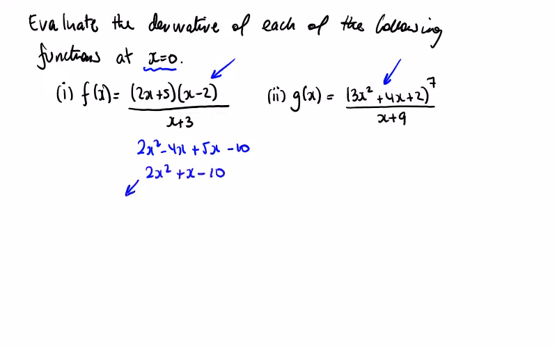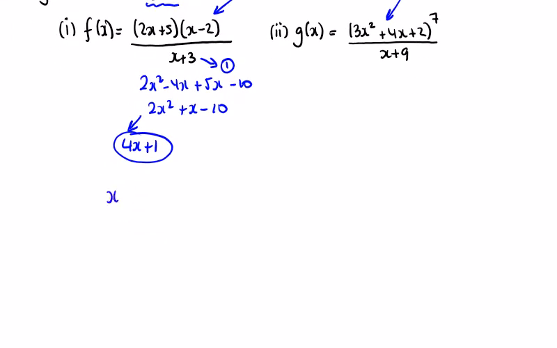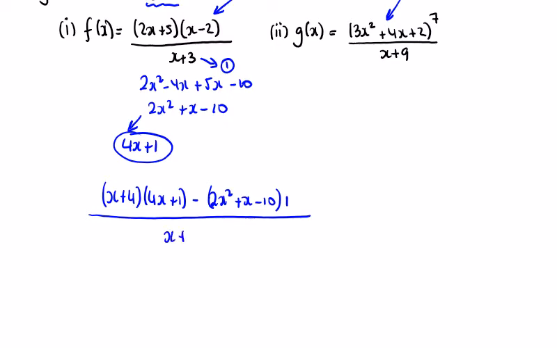So the derivative of this is 4x plus 1. The derivative of the bottom is just 1. So following your rules of the quotient rule, we have the bottom, x plus 3, by the top differentiated, which is 4x plus 1, minus the top, which is 2x squared plus x minus 10, by the bottom differentiated, which is just 1, all over the bottom squared, which is x plus 3 to be squared. And obviously not x plus 4, the bottom was x plus 3.